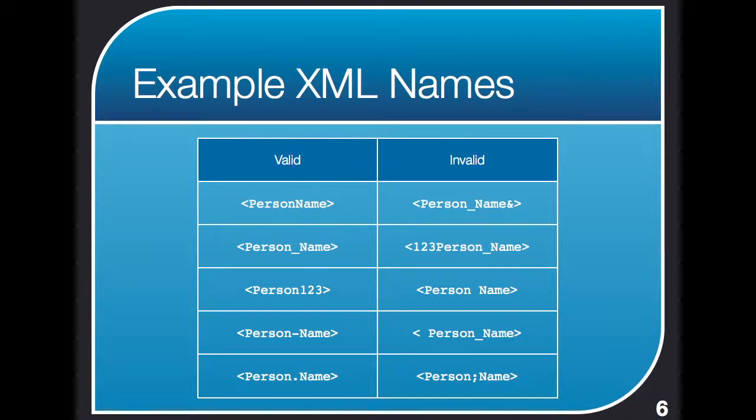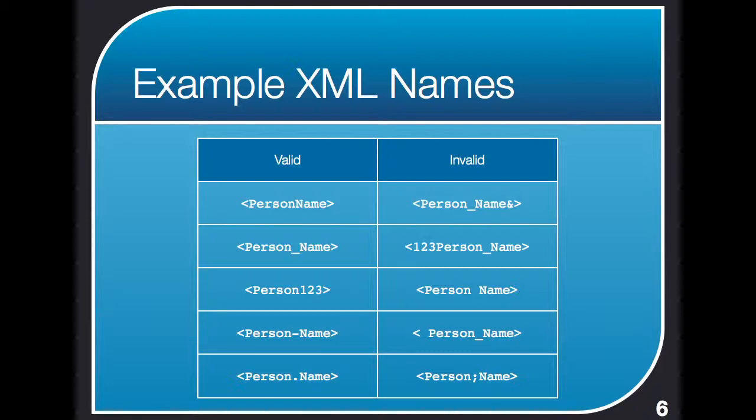But you also see person name with an underscore in between. You see person 123, that's valid. Person with a dash name, that's valid. Or person with a dot in a name, that's valid as well, although it's not recommended that in general you use periods inside of tag names. But it is valid, you can do it.